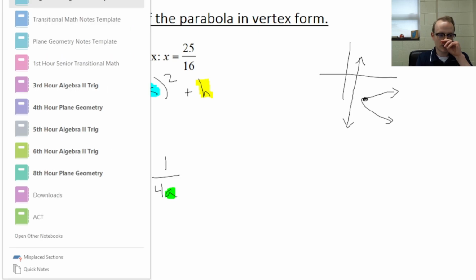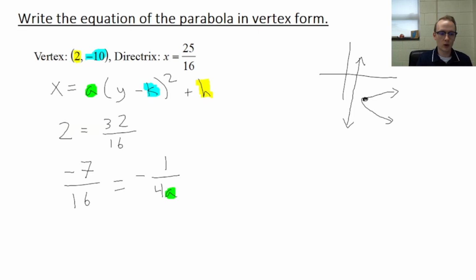So now all we need to do from here is solve this proportion. So we can go ahead and cross multiply. Negative 7 times 4a is negative 28a. Negative 1 times 16 is just negative 16. If we divide both sides by negative 28, then we would get a is equal to, both of these can be divided by 4, so it would be 4 over 7. So a is 4 over 7.